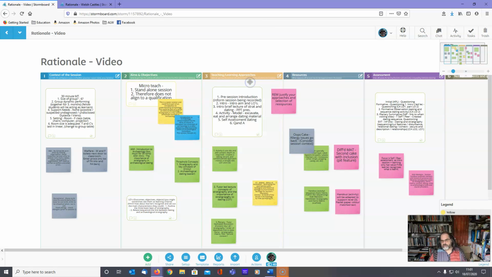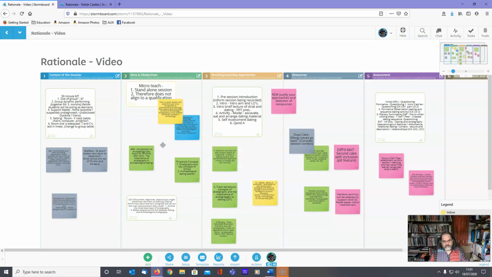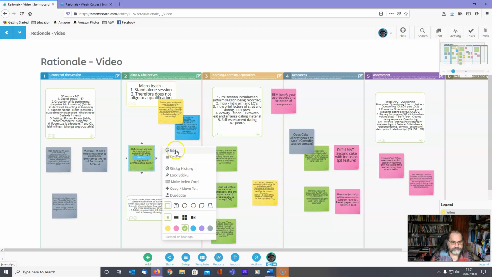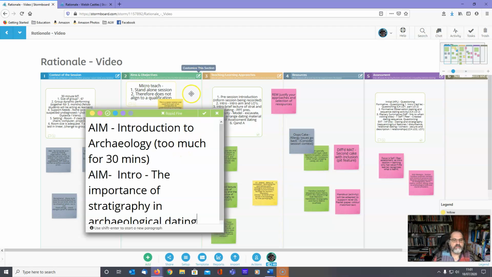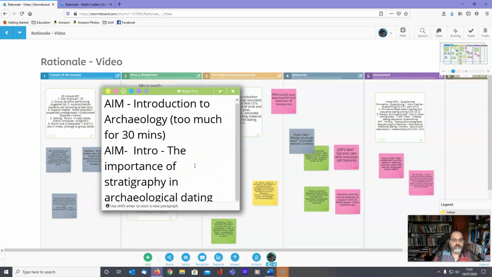So that would be step one of the constructive alignment, where your aims come in. Then I would say that this sits within that. Right, so my aim: an introduction to archaeology is too much for 30 minutes. So therefore I'm going to introduce the importance of stratigraphy in archaeological dating. So that is the aim.